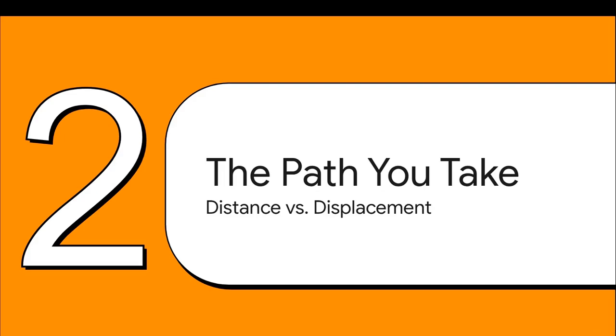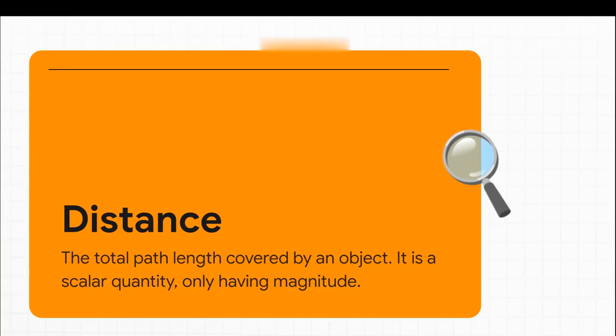All right, now that we've got our reference points sorted, let's talk about the journey itself. Because it turns out there are two very different ways to measure a path, and you've got to know the difference. First up, we've got distance. This one's the easy one. It's just the total amount of ground you covered. Think of it like the odometer in a car. It just adds up every single meter you travel. It's just a number, a magnitude, like 10 kilometers. In physics, we call that a scalar quantity.